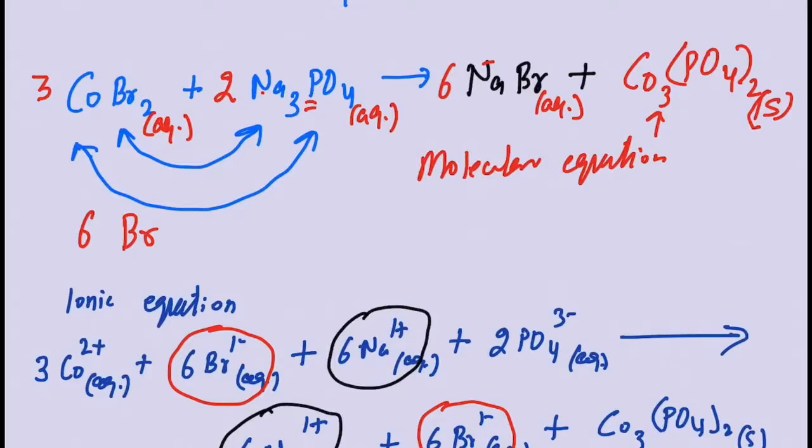So spectator means they are just the audience. They don't do anything in the equation. Your net equation is the other ions making a solid product.